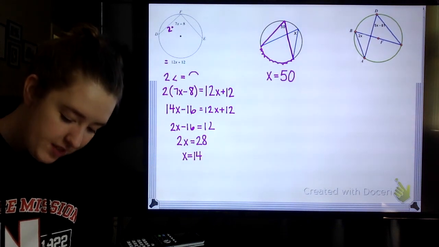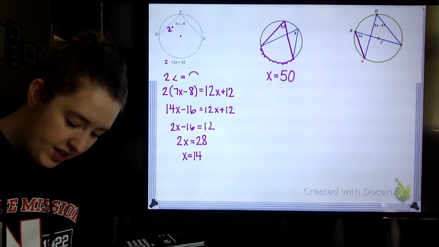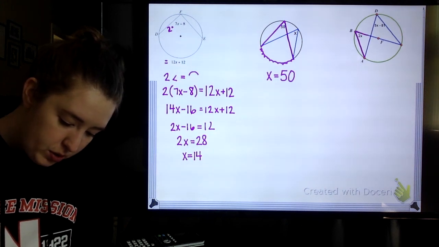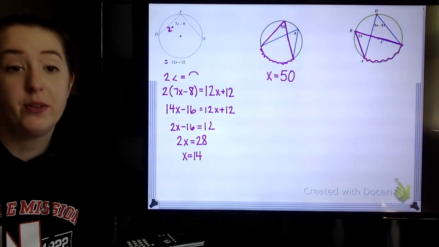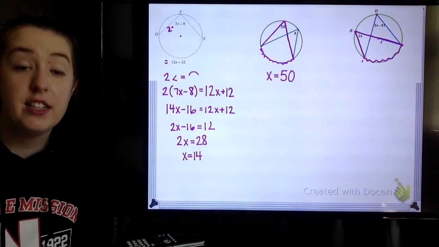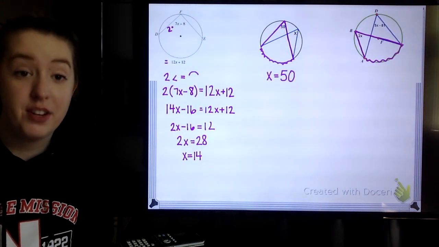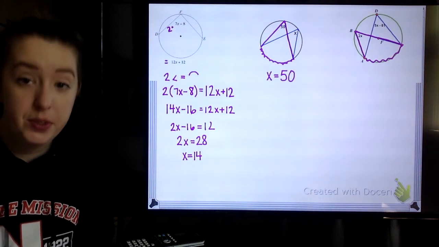Once again, these two angles intercept the same arc right here. Since they intercept the same arc, that means that they're congruent. What do we do with things that are congruent? We set them equal to each other.